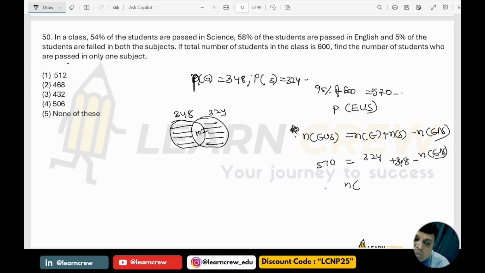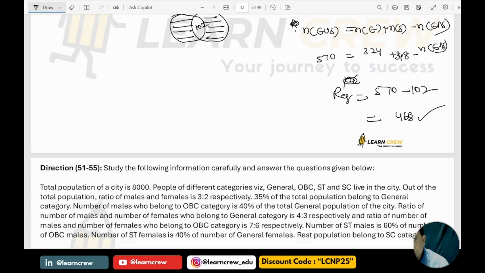This 102 means the required value. The required value would be total 570 minus 102. 570 minus 102 would be 468. So the answer is 468.